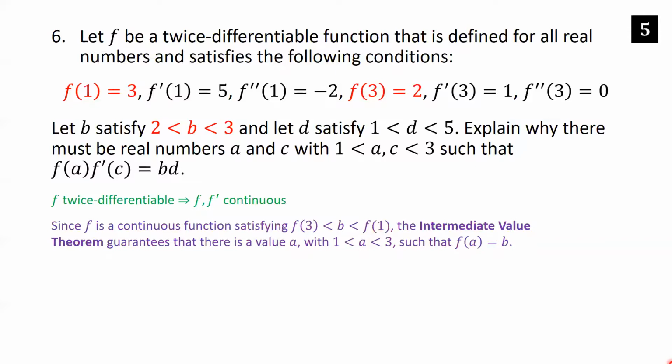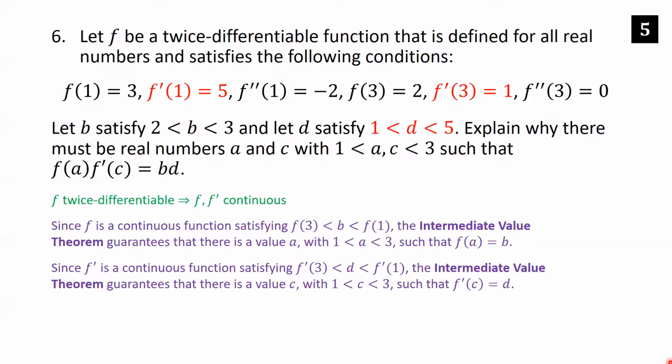Now we're also going to apply the intermediate value theorem to the derivative, which is also continuous, right? Since f prime is a continuous function, satisfying that D is between f prime of 3 and f prime of 1, right? D is between 1 and 5, f prime of 3 is 1, f prime of 1 is 5. The intermediate value theorem guarantees a value C with C between 1 and 3 such that f prime of C is equal to D. And now we can just multiply these two equations, or more specifically each side. f of A times f prime of C is equal to B times D, which is what we were hoping for.